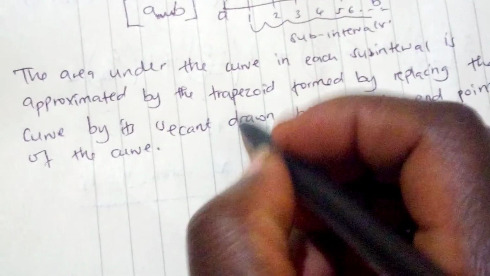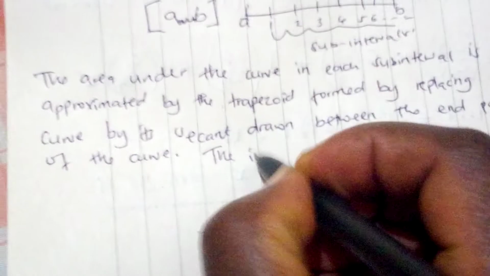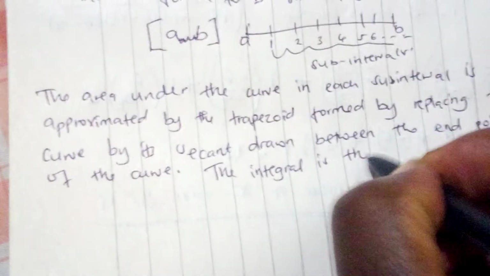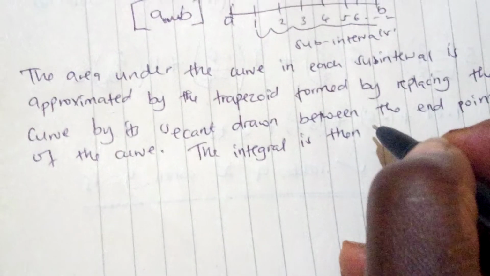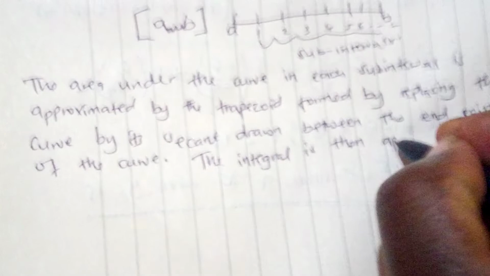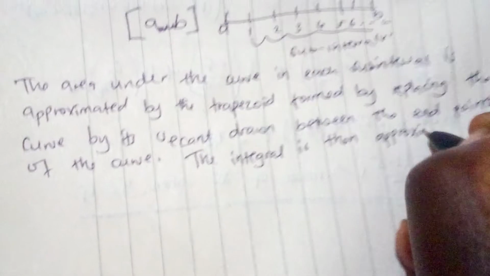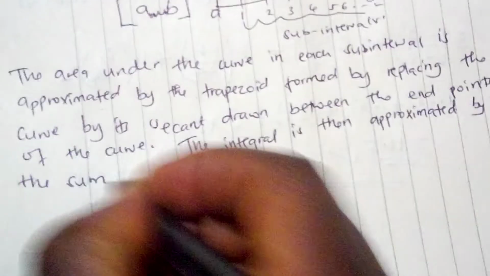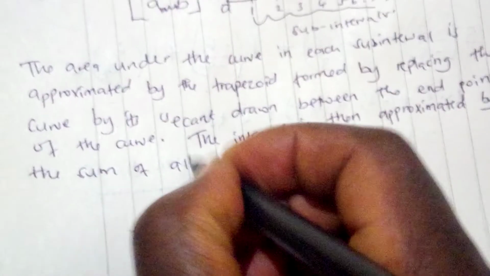So after that, the integral is then approximated by the sum of all the trapezoidal areas.